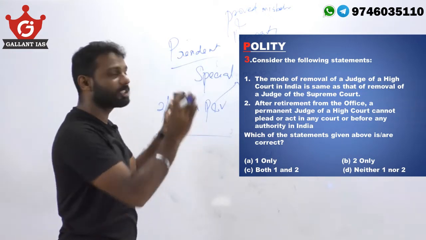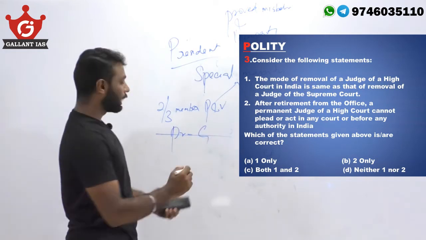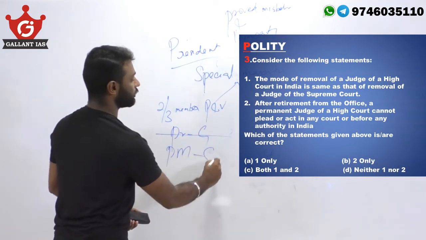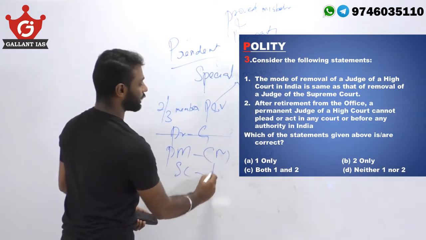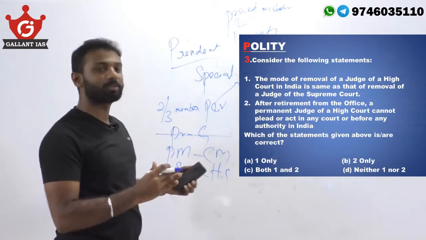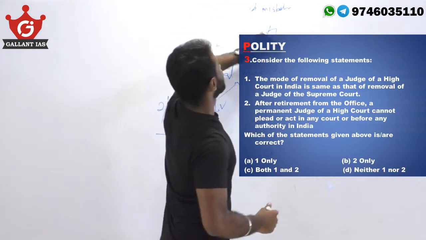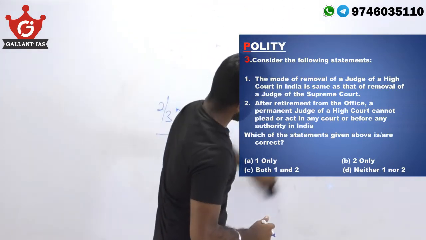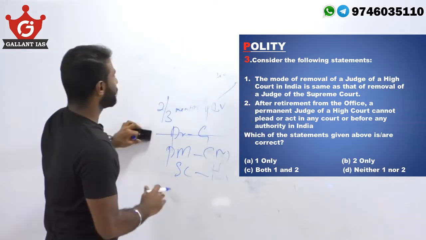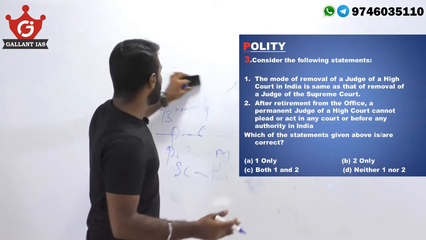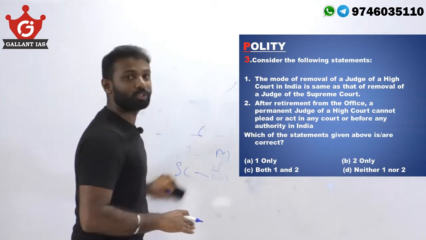For example, when we study president, we must also similarly study the governor. And when we study prime minister, we must relate with chief minister. And when we study Supreme Court, we must relate with High Court. Similarly, this comparison helps us to get more marks in polity questions. Because they always ask by interchanging, the statement can be interchanged. For example, the role of Supreme Court can be interchanged with High Court, or similarly the role of governor with president, or CM with PM. So statements can be confusing like this.